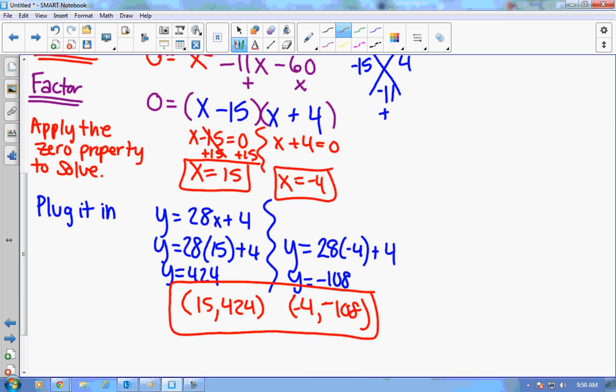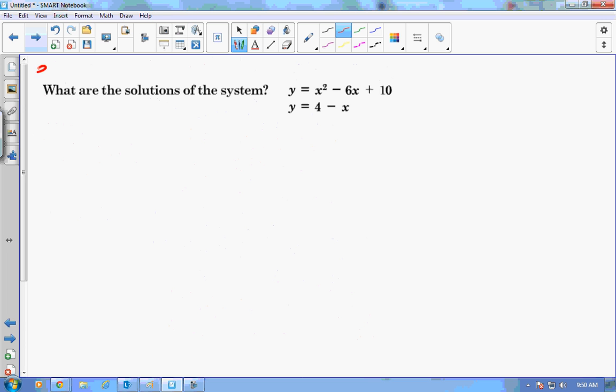Okay. Next method is using substitution, which is actually what we just did. When we plugged it in, we were substituting in. So, next problem, example 5. What are the solutions? Meaning, where do these two functions intersect? Solving by substitution is you're going to plug in one equation into the other equation. EQ is what I'm using for equation.